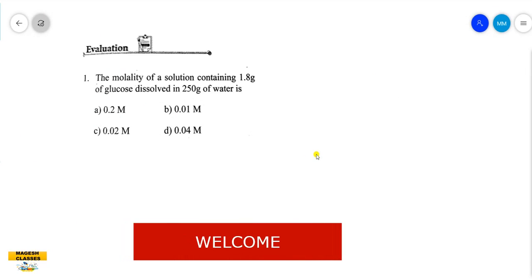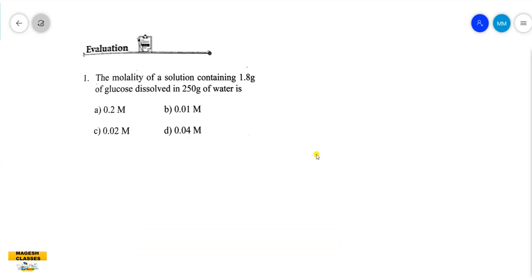In this presentation, we are going to discuss 11th chemistry unit number 9 book back questions in detail. Shall we move to the question part? The first one: the molality of a solution containing 1.8 gram of glucose dissolved in 250 gram of water.